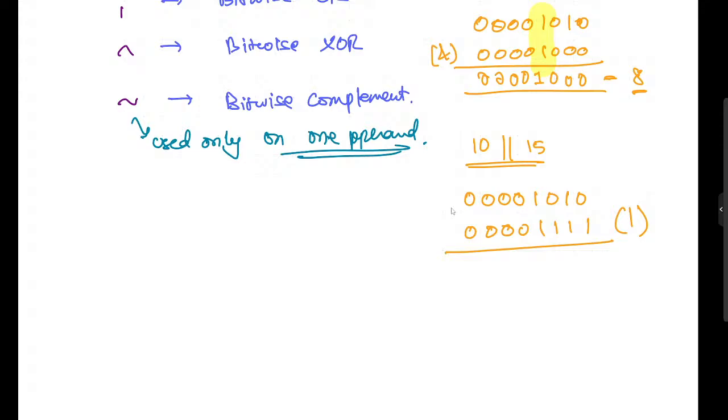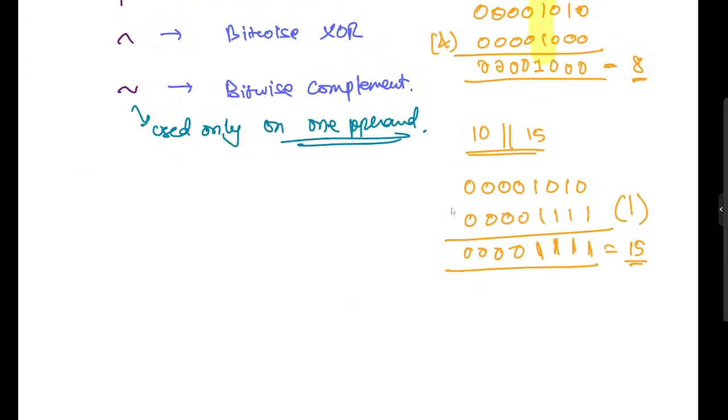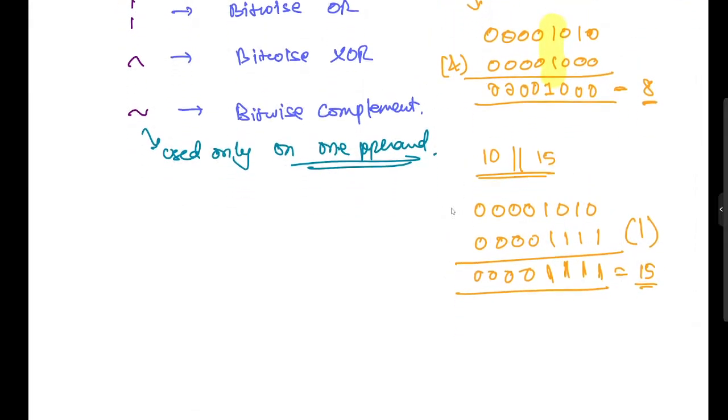So 0 or 1 would not be 0 here. Since it is an OR, 0 or 1, 1 is true, so you will have 1. 1 or 1 is 1, 0 or 1 is 1, 1 or 1 is 1, right? Rest all are zeros. So your answer here is again 15, right? All the values are true, so you will get 15. If you want, you can do it for other values as well.